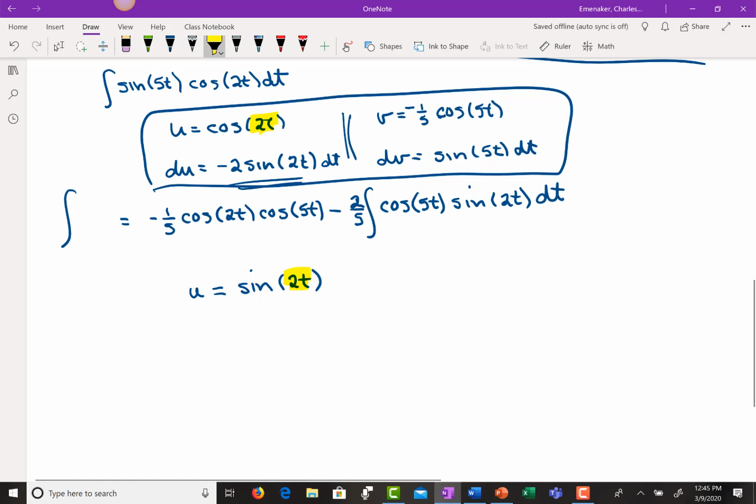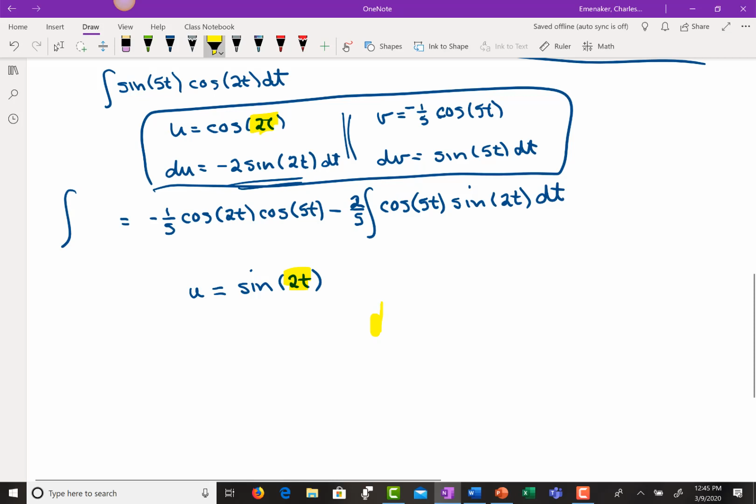Yes, sir? What if it was sine of 5t, and then your second time around, you do cosine of 5t? If you put u as sine of 5t. Okay, if the original had been sine of 5t, then down here you would do cosine of 5t. That's right. You want the argument that's pairing up with u to stay the same. So if you would have done it the other way and done sine of 5t, we would now do cosine 5t. Before we did cosine of 2t, now we'll do sine of 2t.